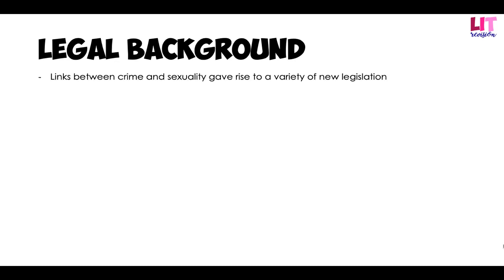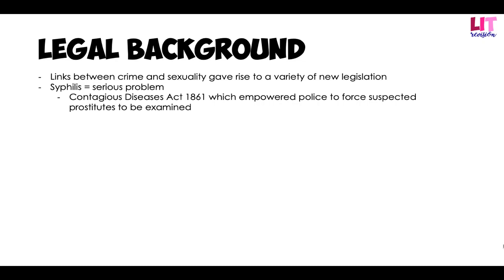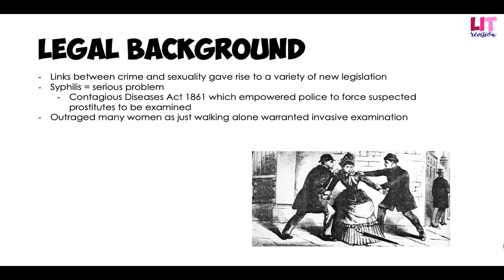With this, links between crime and sexuality gave rise to a variety of new legislation. As syphilis became a serious problem, the government's first solution was the Contagious Diseases Act of 1861. This empowered police to force suspected prostitutes to be examined. This outraged many women, as just walking alone warranted an invasive examination. These women demanded male accountability in the rise of syphilis.